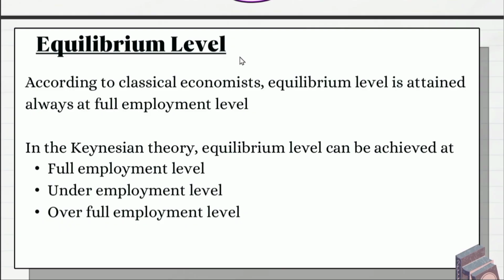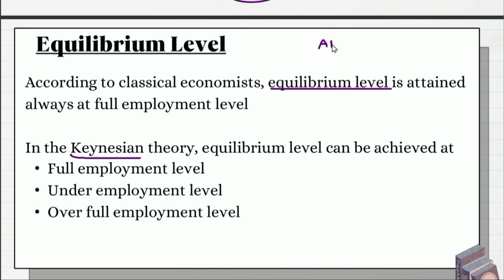So now we are done with the two approaches to determine the equilibrium level of income. Let's dive into the new topic, which is equilibrium level. We are reading this theory from the perspective of Keynes. But before Keynes, there were classical economists, and they mentioned in their theories that equilibrium level is what?